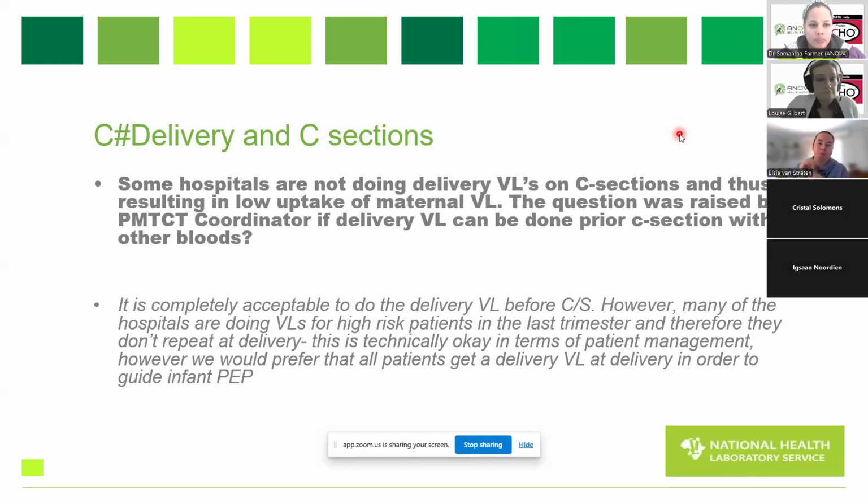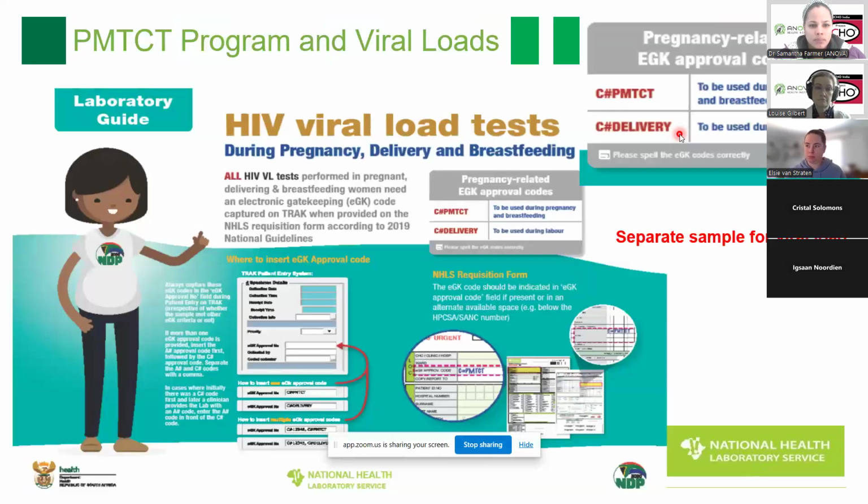However, we would prefer that all patients get the delivery viral load at delivery in order to guide the infant prophylaxis. We've got to know what the mommy's viral load was. When the baby comes back for a visit 3 days later, we know what the mommy's viral load was and can change the prophylaxis for the baby. Bottom line is, please remember those codes, C# PMTCT and C# delivery. If you're working with a clinic form, it's clearly indicated on the form.